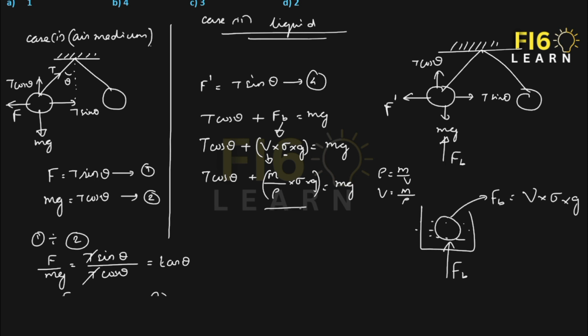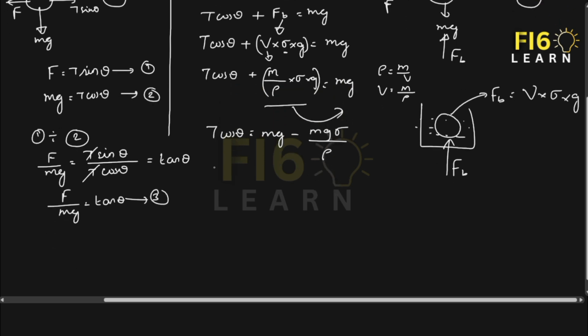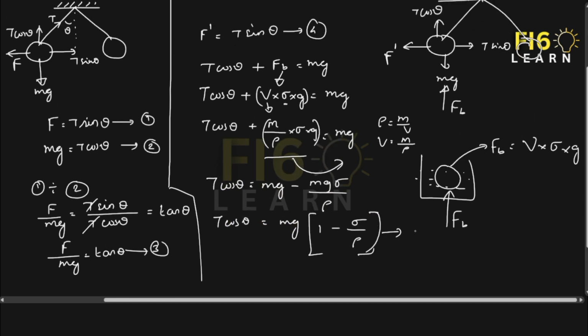So let's take this term to the right side. We will get T cos theta is equal to mg minus mg sigma by rho, and you can take the common terms, m and g, out. You will get T cos theta is equal to mg. If mg is removed in the first term, you will get only 1. If mg is removed in the second term, you will get sigma by rho. Now you can take this equation as equation 5.